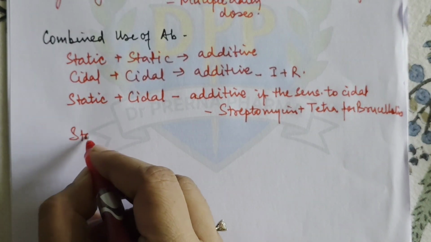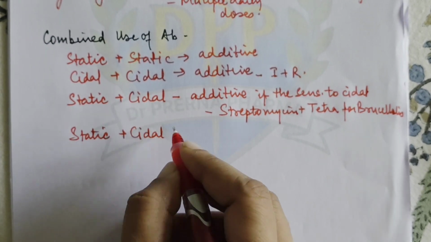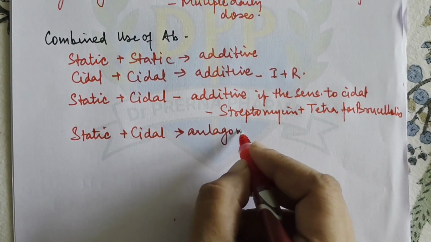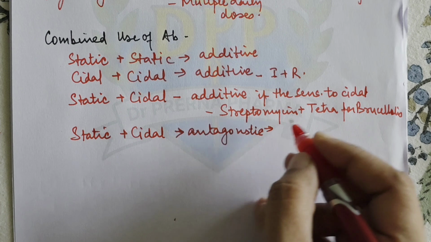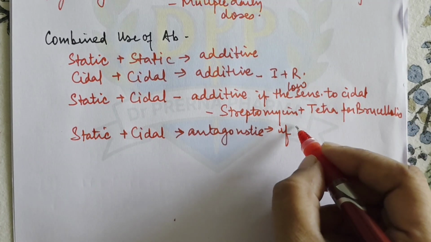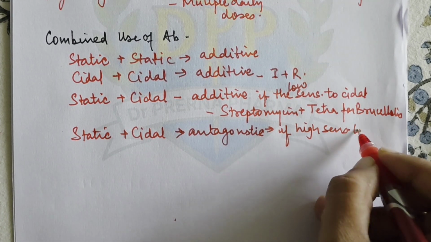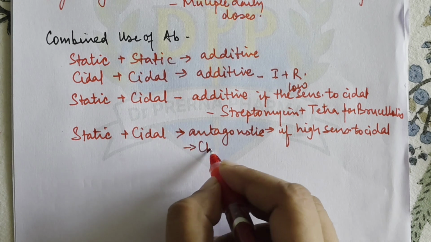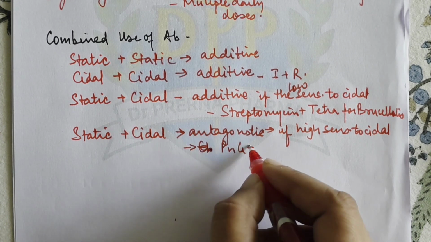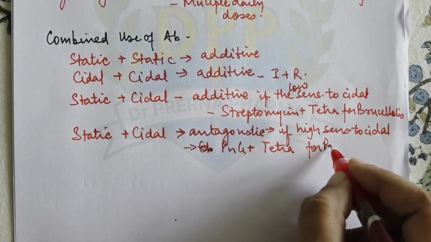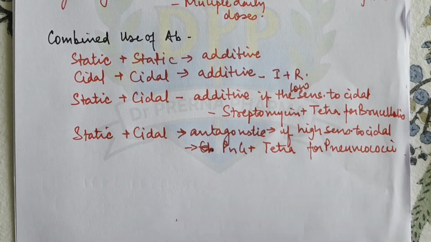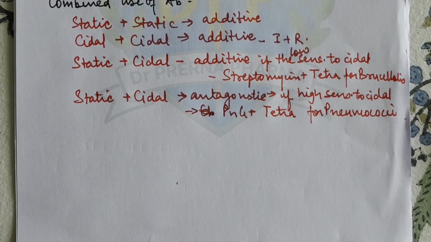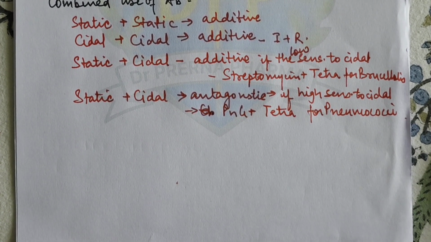But if you give static plus cidal, then this is antagonistic if the organism has low sensitivity, and if the organism has a high sensitivity to the cidal drug. For example, if you give penicillin plus tetracycline for pneumococci, then in that case the static drug will inhibit the action of the cidal drug and this combination will become slow or antagonistic, right?